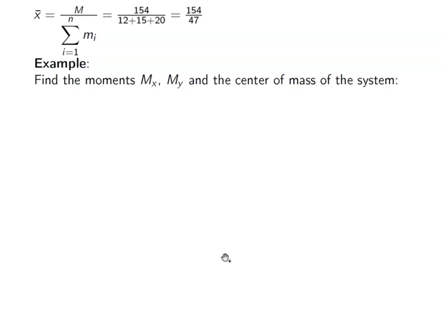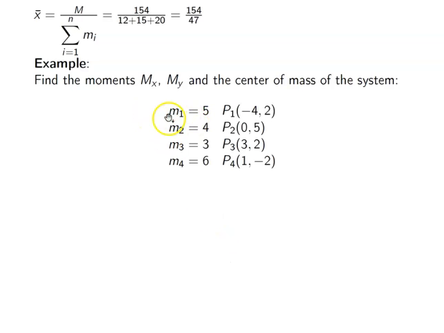So now we want to find the moments about X, about Y, and the center of mass of the system for M1 having a mass of 5 at the point -4, 2. Mass 2 is 4 at 0, 5. Mass 3 is 3 at 3, 2. Mass 4 is 6 at 1, -2.